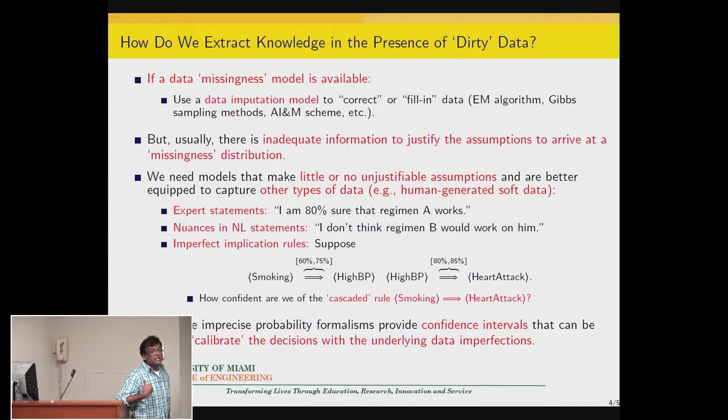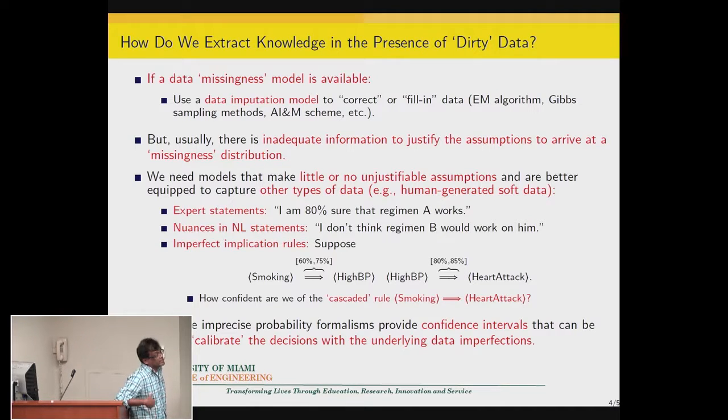In particular, human-generated soft data. For example, if an expert makes a statement such as, I am 80% certain that regimen A works, then you want to be able to model that. I claim that it is difficult to model this using probability models. Number 2, nuances in natural language statements. If somebody says, I don't think regimen B would work on a particular patient, how do you model that? These are natural language statements where modeling is not easy.